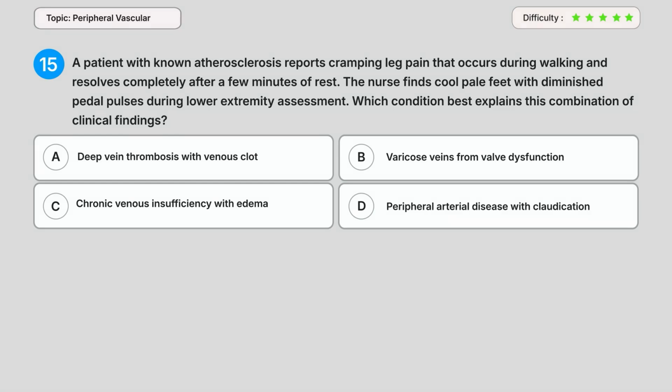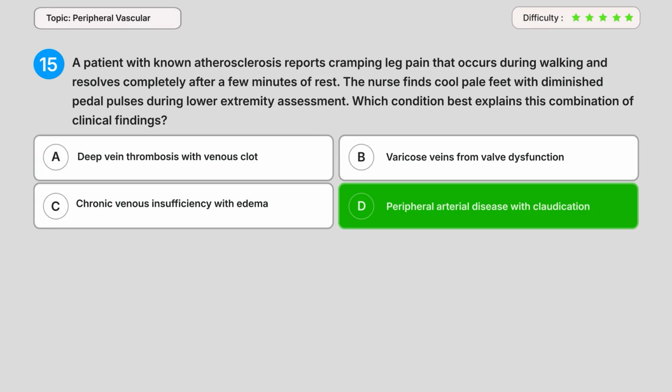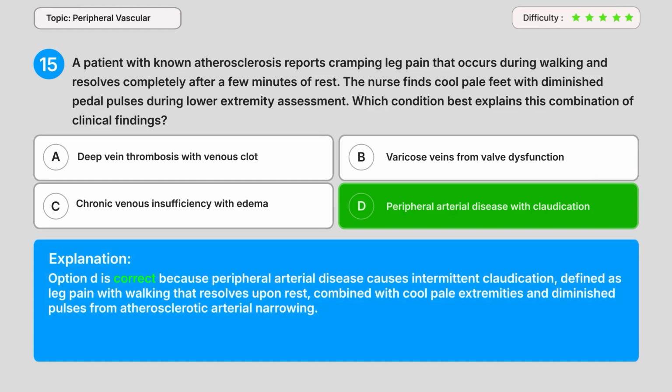Correct answer, D. Peripheral arterial disease with claudication. Explanation: Option D is correct because peripheral arterial disease causes intermittent claudication, defined as leg pain with walking that resolves upon rest, combined with cool pale extremities and diminished pulses from atherosclerotic arterial narrowing.